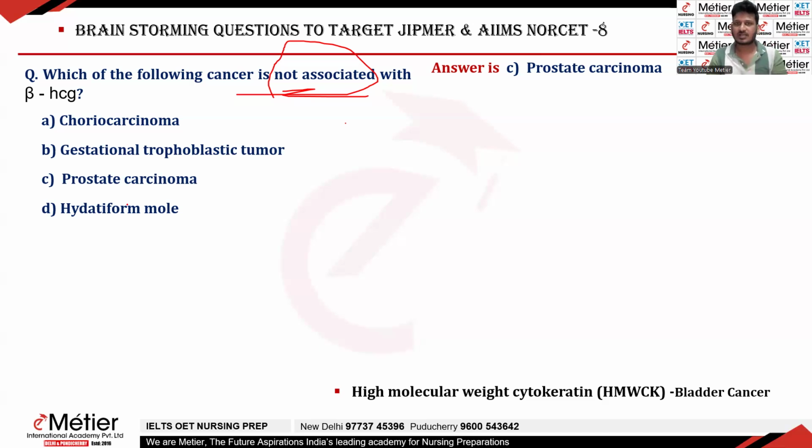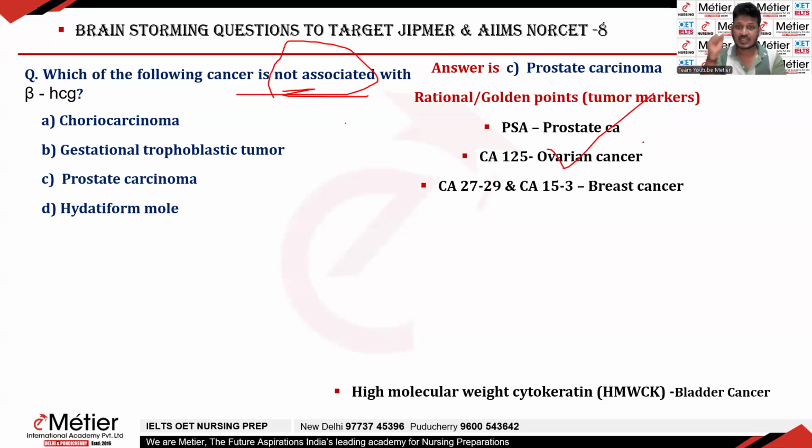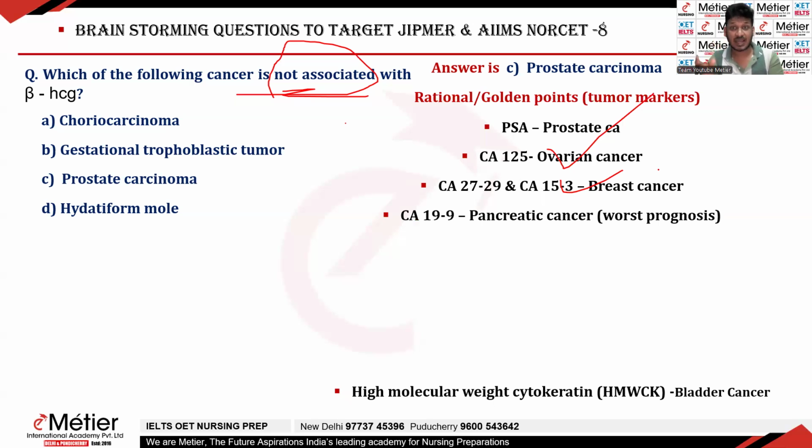So watch this slide. The first tumor marker is PSA, prostate specific antigen. It is used to identify prostate cancer. The next one is CA125. It is used for identifying ovarian cancer. Okay, all these things are memory based, guys, so make a note of it. PSA for prostate cancer, CA125 for ovarian cancer, CA27-29 and CA15-3 for breast cancer, and CA19-9 for pancreatic cancer.